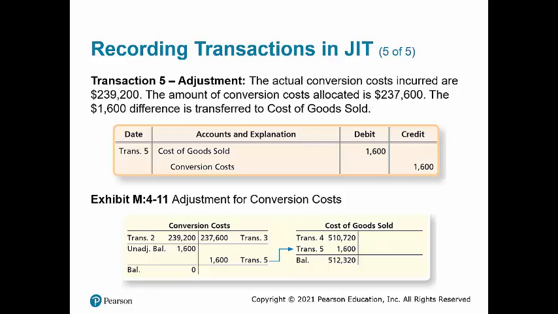When we look at the T accounts at the bottom, we can see that after we make the adjusting entry, conversion cost has a zero balance and cost of goods sold shows the actual cost of the goods of $512,320. And that is the conclusion of the presentation for Learning Objective 5.